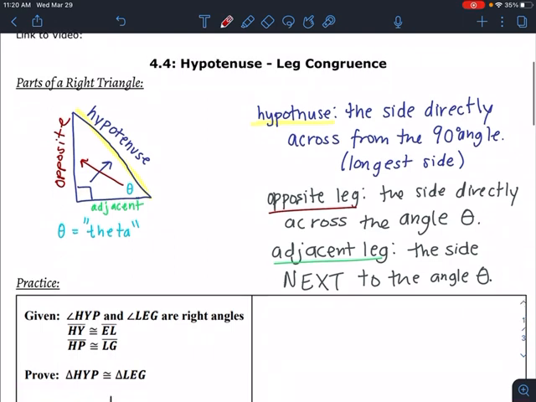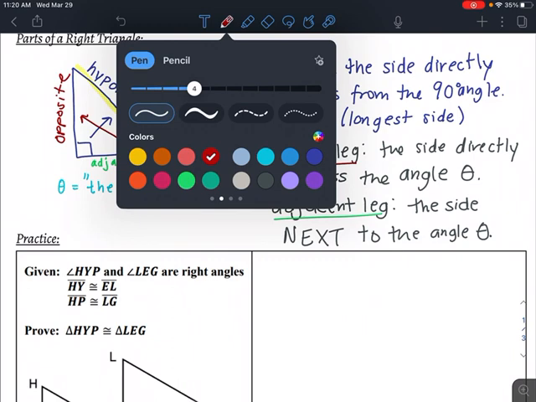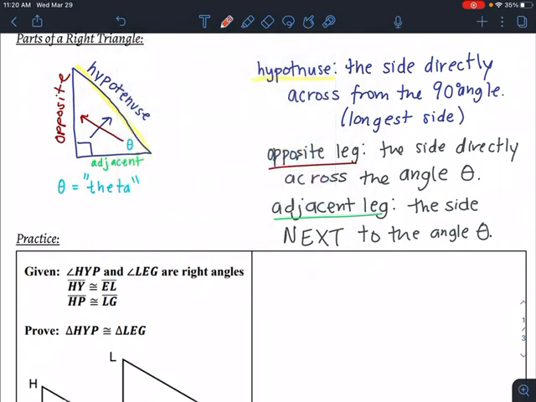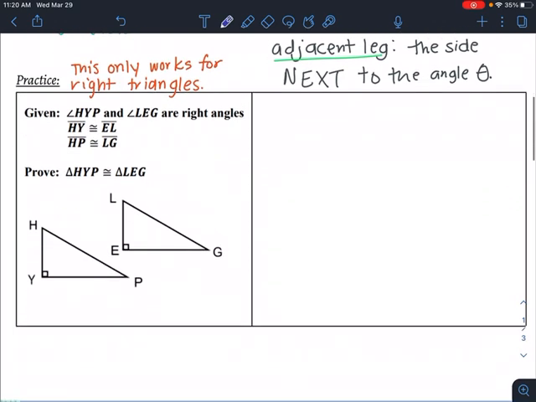The main thing I want to make sure you understand today is that this only works for right triangles. If you try to apply any of this material to triangles that do not have a 90-degree angle within them, this information wouldn't make any sense. You wouldn't use it. And I just realized I spelled hypotenuse wrong right here, so make sure you put an E there.